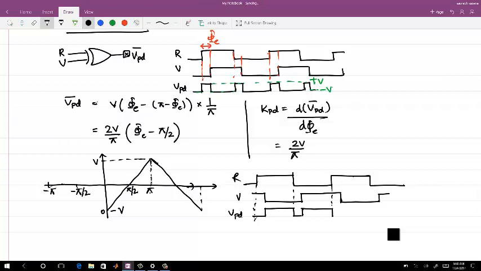Why is it the average? Okay, let me explain. So this is the phase error. For phi e time, VPD is high, that is this part, and you see that this is periodic with respect to pi. So for pi minus phi e, it is negative, which is this term, and I'm averaging over pi. So I'm doing everything with respect to phase in radians. You can do it with respect to time as well.